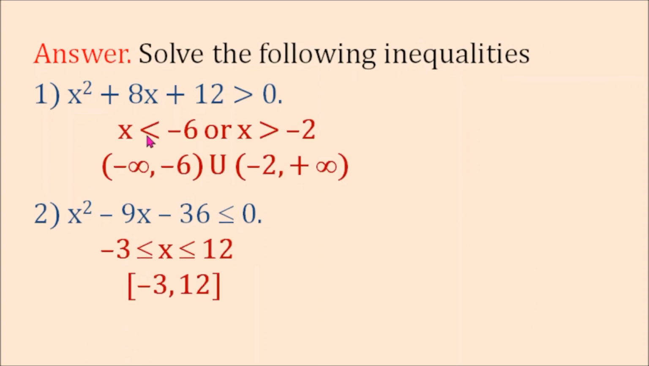For number 1, our answer is x is less than negative 6, or x is greater than negative 2. And we have another way of notating our answer. From negative infinity to less than negative 6, union from greater than negative 2 to positive infinity. And for number 2, our answer is negative 3 less than or equal to x less than or equal to 12. Or we have another way of notating our answer. So it's from negative 3 to 12.